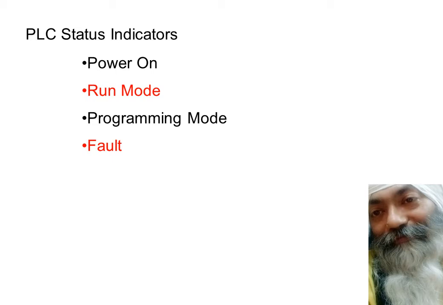Finally, we have the fourth LED, and this LED comes on only when there is a fault. If the PLC develops any hardware fault, only in that case this fault LED turns on, and then we have to do something. We will be discussing what is to be done and how it is to be done in the following session.